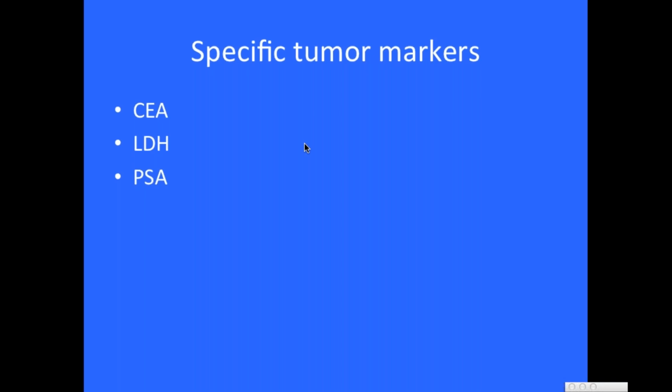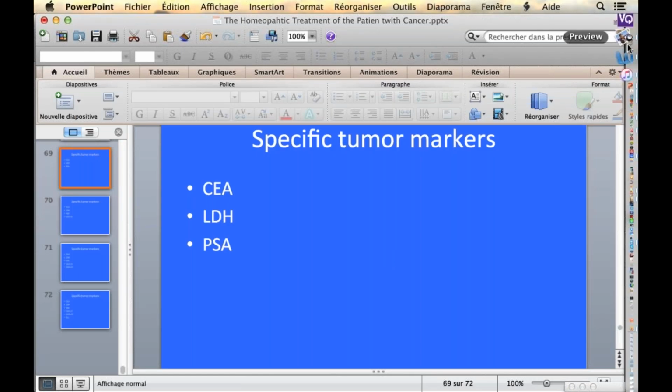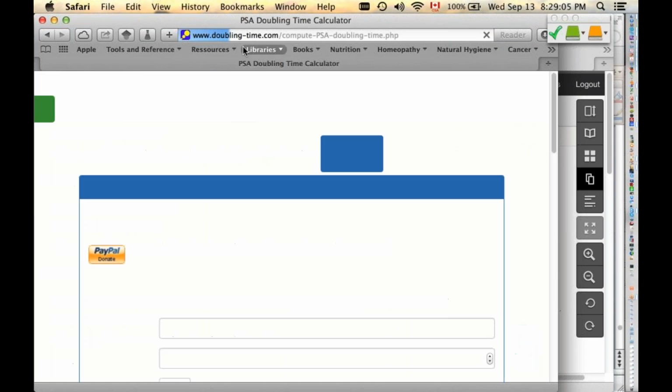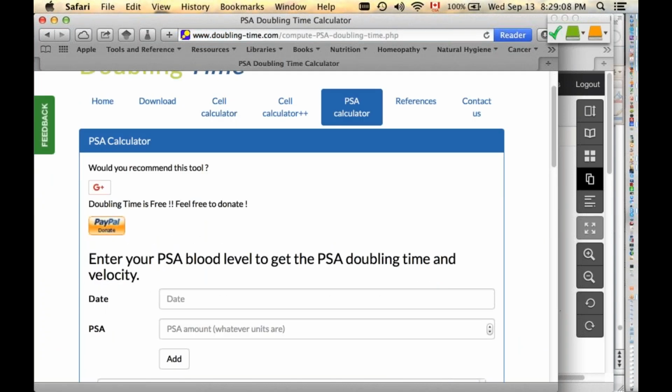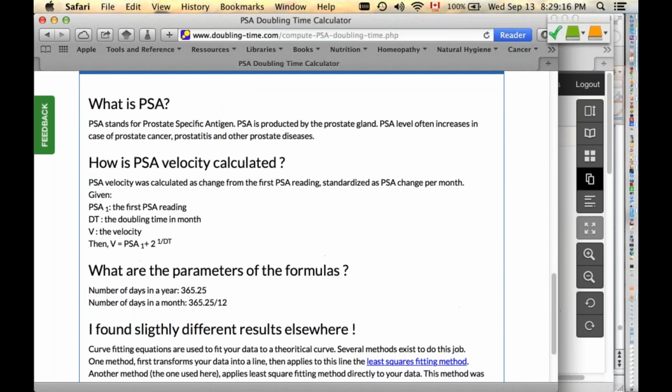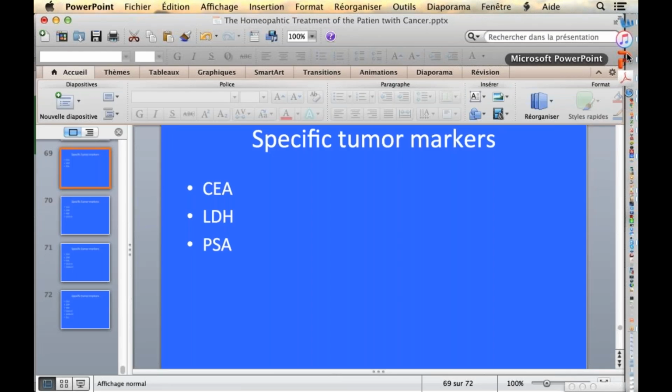but you would look at the velocity of it. Like I'll show you. Maybe I'll come out of this to show you the velocity. Let me see. Here you see you have a website. It says enter your PSA. You put the date, you put the PSA, and then you add, and then you do it again, and then you'll have a velocity. It will give you a velocity, how quickly it's climbing. So you check this velocity as you're treating the patient, and if the velocity is going down, then you know whatever you're doing is working.